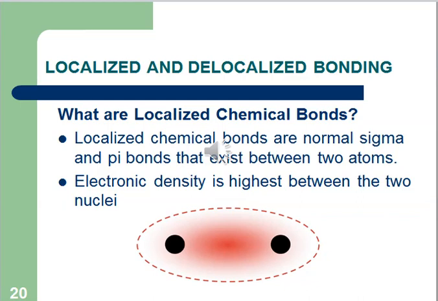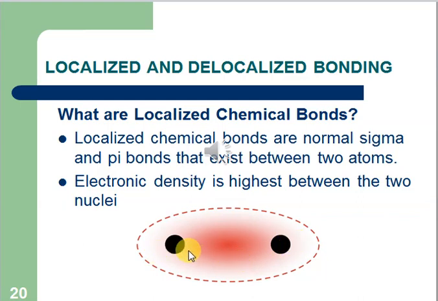Just see that here we have two atoms and the electronic density. This pink color indicates the electronic density, which is fixed between these two atoms. It's not shared by any third atom. If the electronic density remains fixed between two atoms, such bonding is known as localized chemical bonding. It's not necessary that a localized chemical bond will always be a sigma bond. It can also be a pi bond, but the necessary condition is that the electronic density should be fixed between only the two bonded atoms.